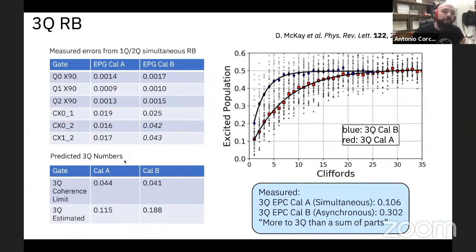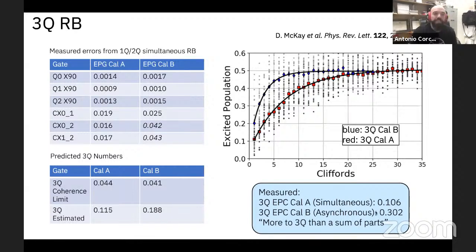And then from here, we can predict what we will get for 3-qubit RB. So for calibration A, we should get about 11%, 11.5%, and then nearly 20% for calibration B. And that's expected because calibration B assumes that each qubit is isolated where they are not. But now if we actually run the experiments, we see that for calibration A, we do indeed get around 11%, but for calibration B, we get much worse results.